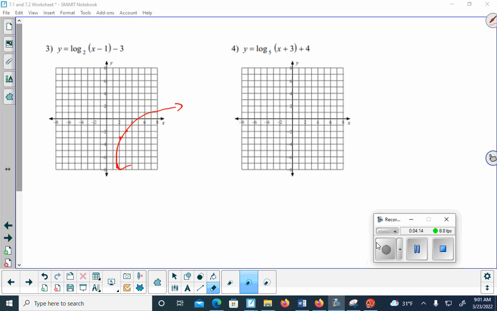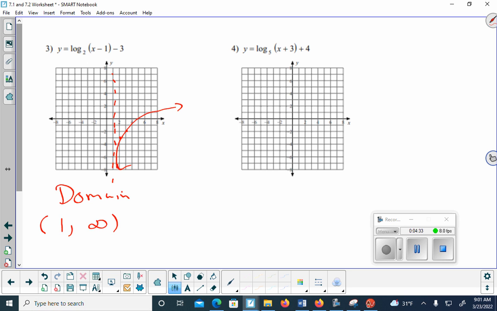Okay, I've sketched the graph, it's on my calculator, now I want to find my domain. My domain is going to be my x values. I can clearly see that I have this asymptote, and it appears to be at x equals 1. So my domain is going to be from 1 to infinity. My range is going to be my y values, and it looks like I'm going to hit everything, so my range is going to be all real numbers.